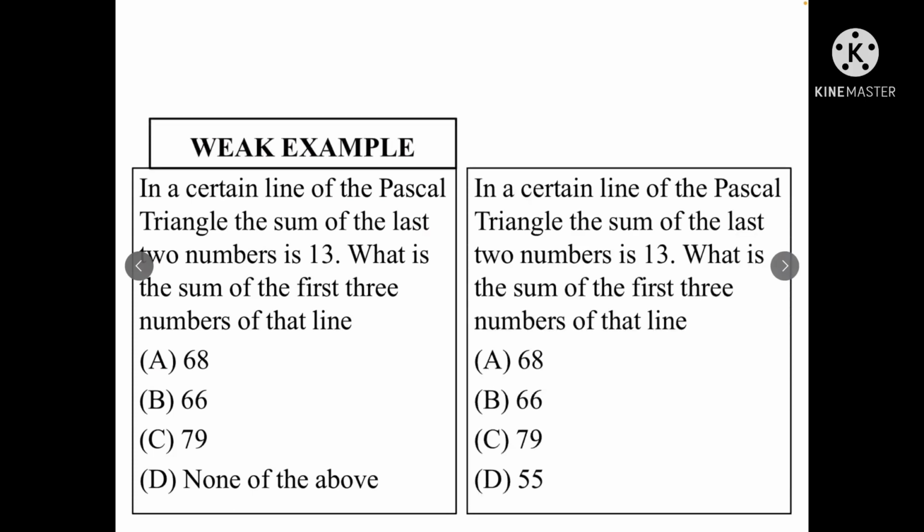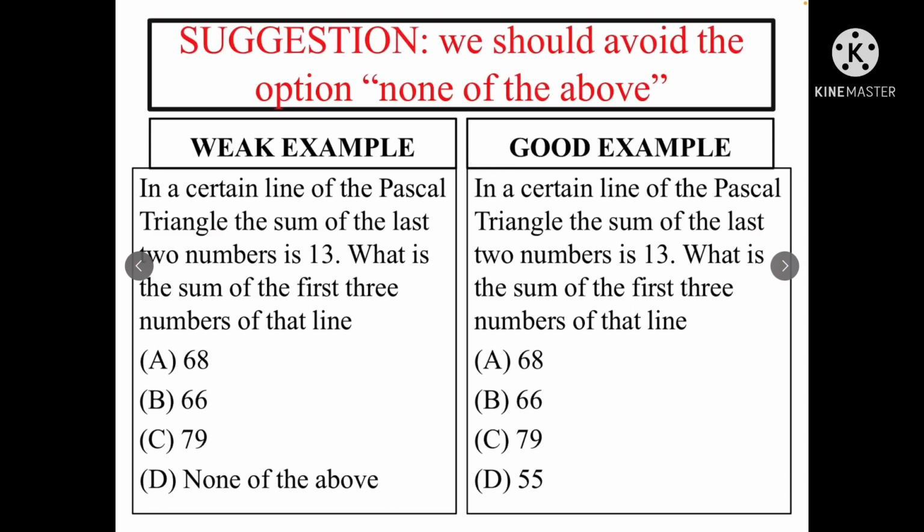The correct question should be like this. Instead of writing none of the above, we should give one more option there, so that if a student after calculation does not get the answer 68, 66, 79, 55, he or she may directly go to another calculation and will get the correct result. So this is the good example, and here the suggestion is we should avoid the option none of the above.